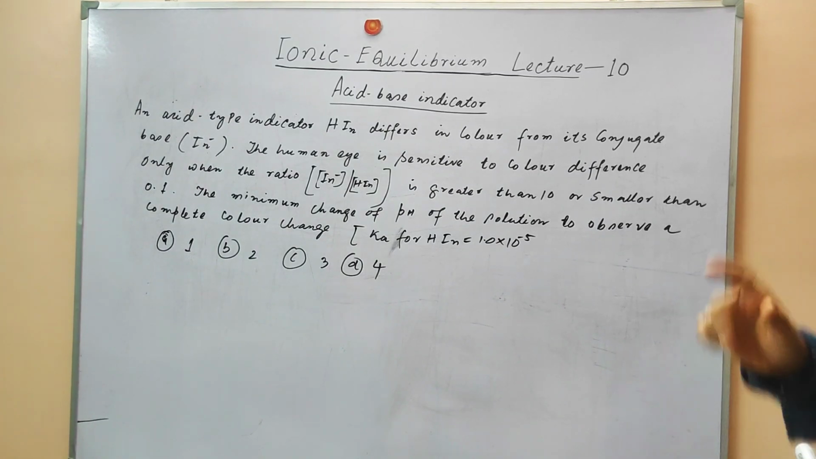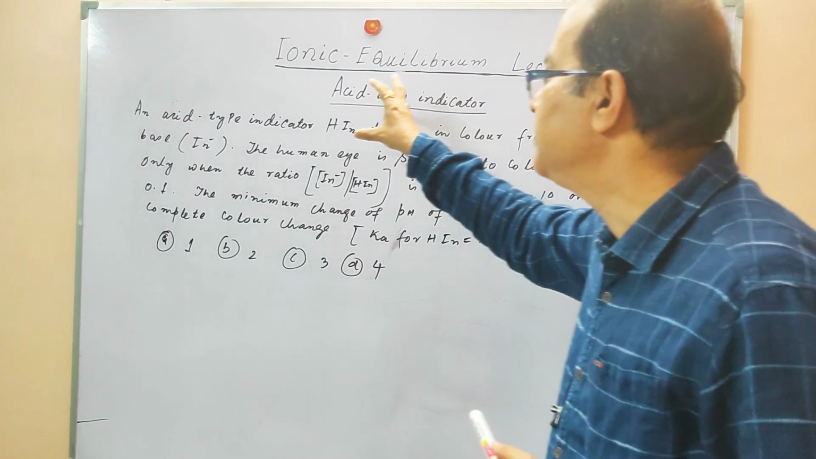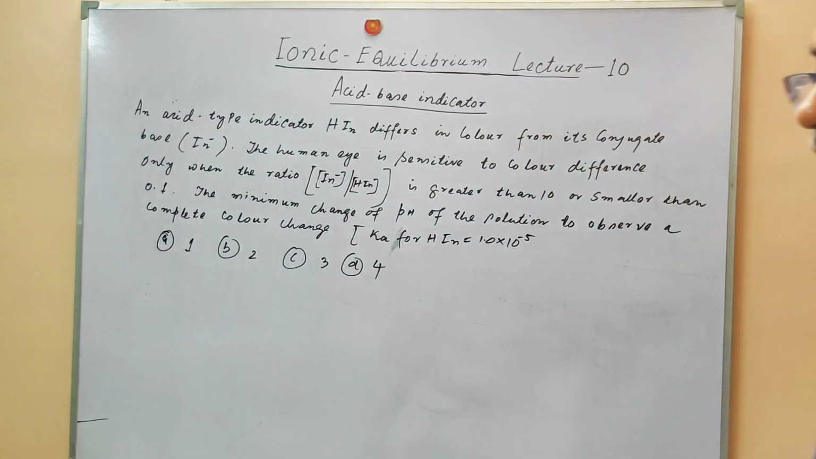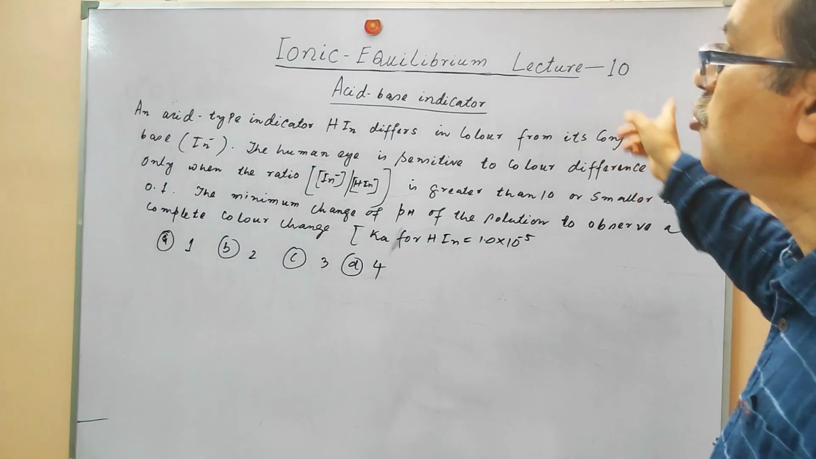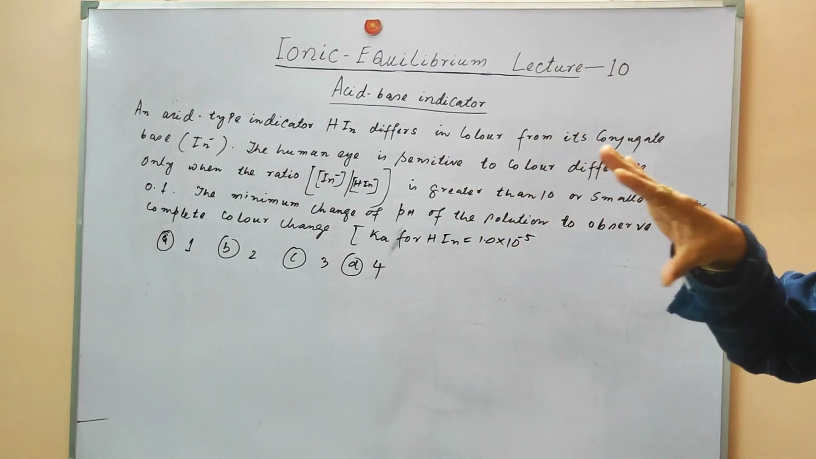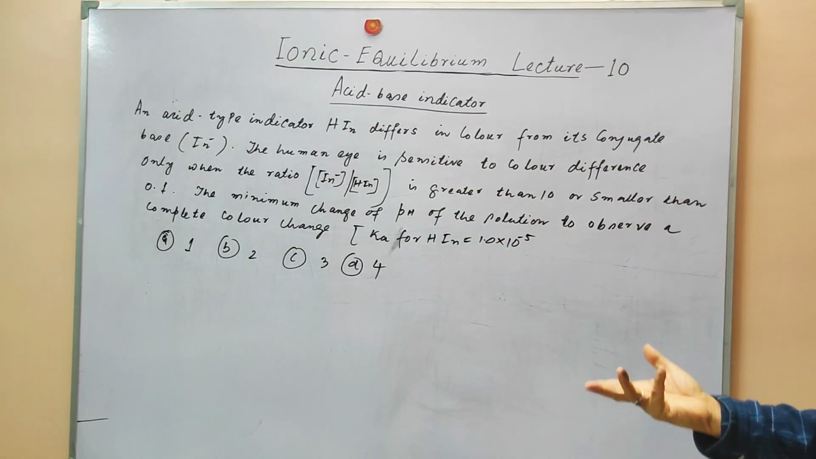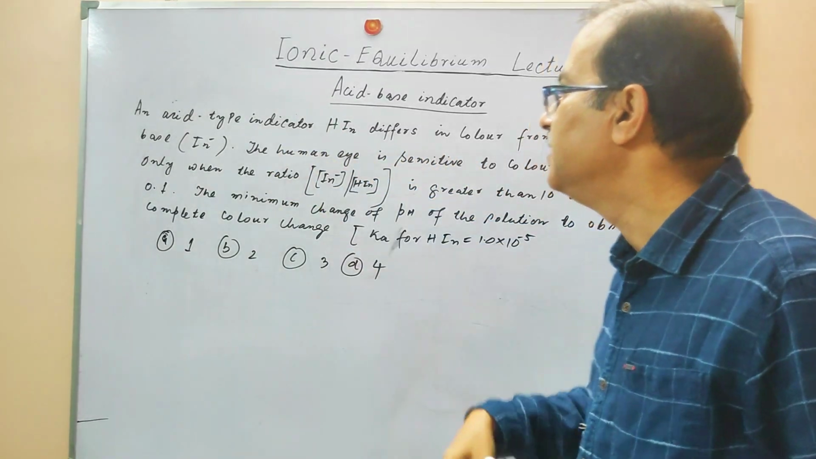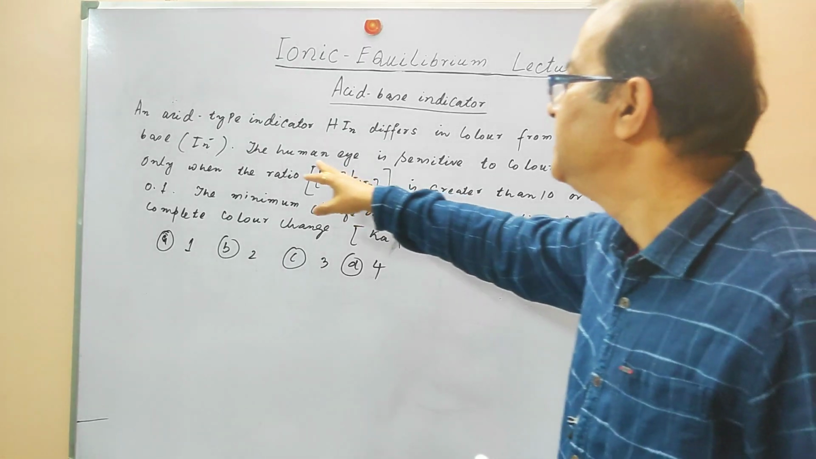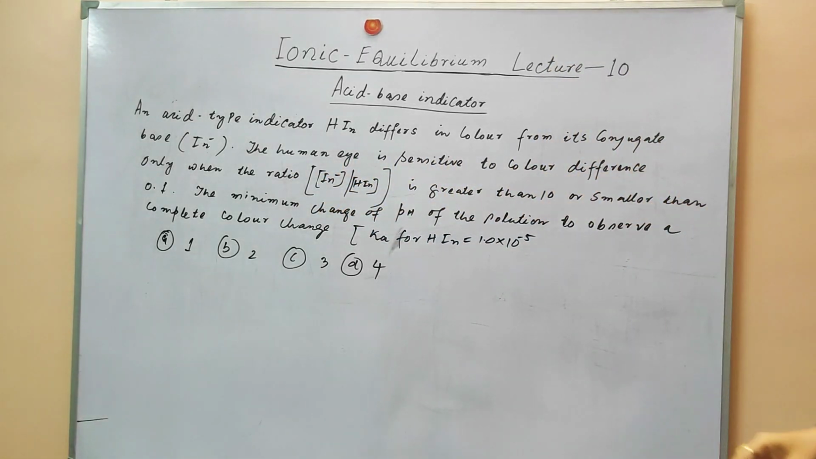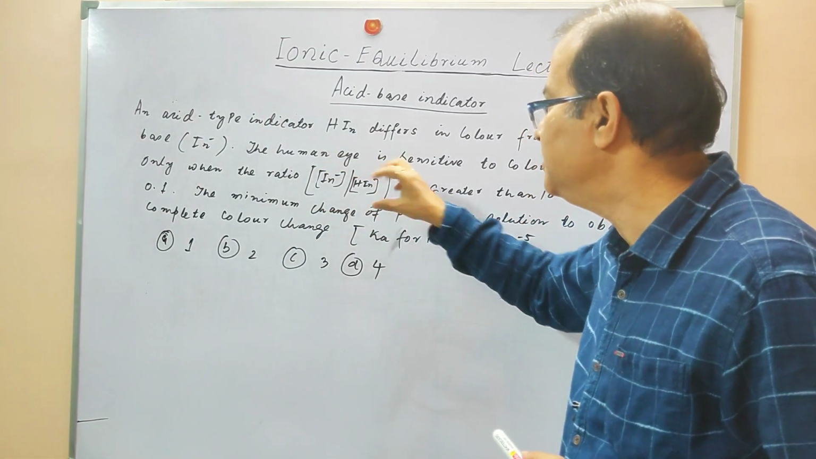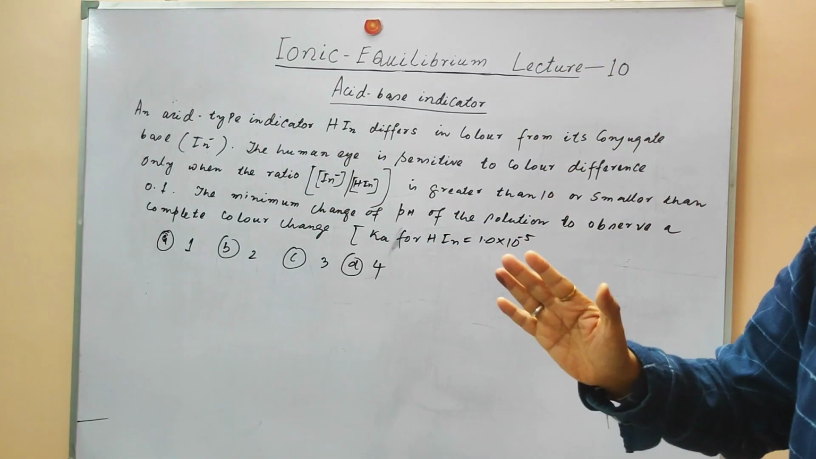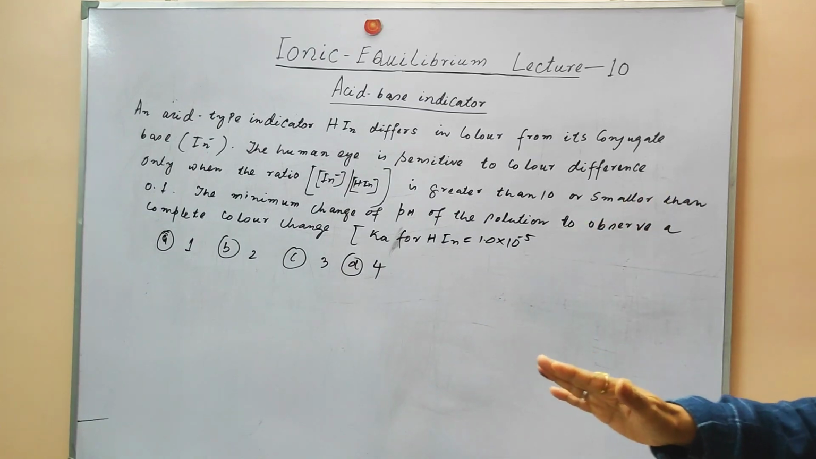This is an acid type indicator, HIn, and the hydrogen will be dissociated. It differs in color from its conjugate base. We know when an acid dissociates, it gives the conjugate base, In minus. The human eye is sensitive to the color difference only when the ratio of these two is greater than 10 or smaller than 1.